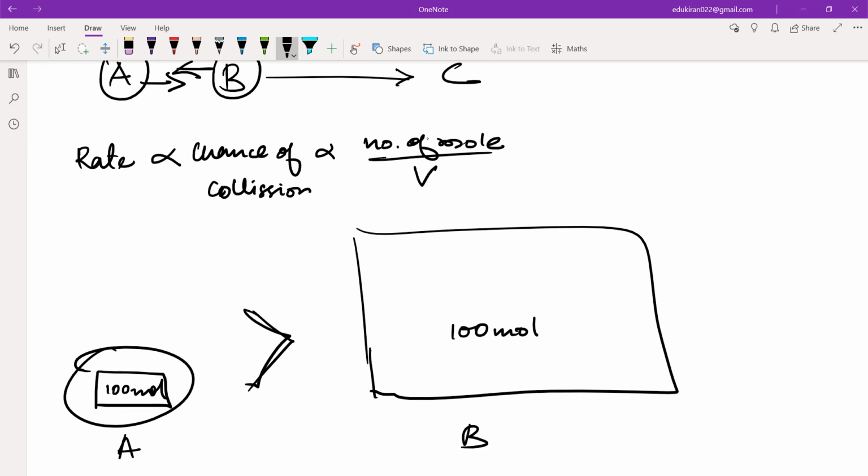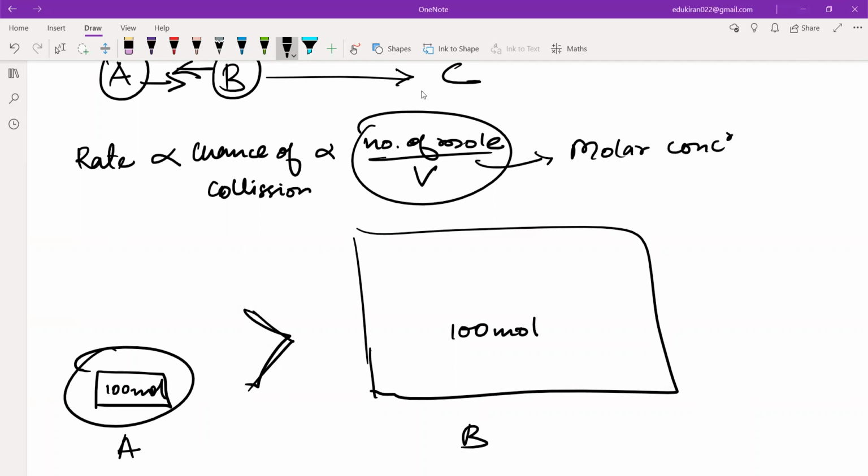Yes. Any problem till here, guys? No, sir. Okay. Also, number of moles by volume, it is what? It is the molar concentration. Correct? Yes or no? Yes, sir.